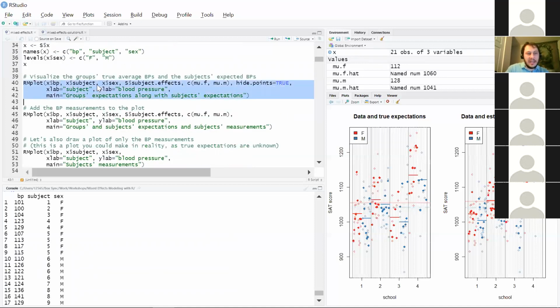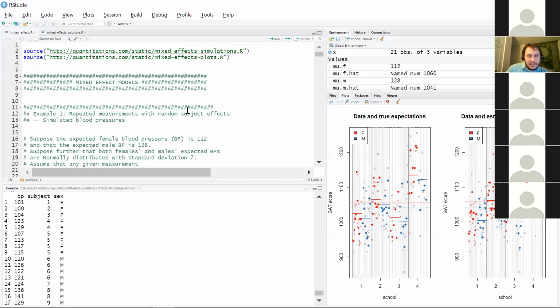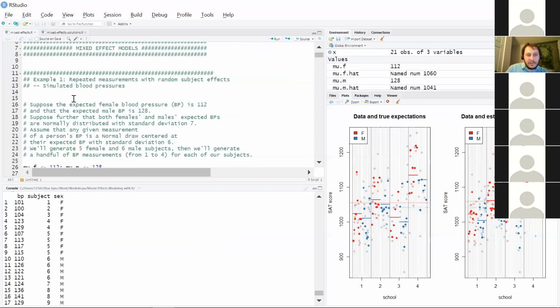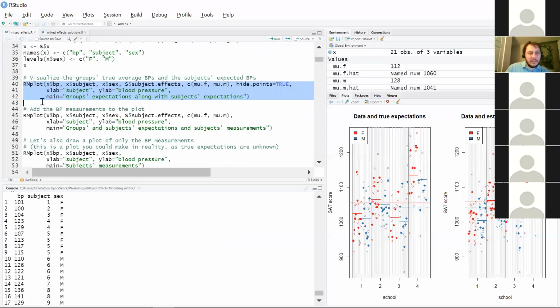All right, and I've also got some plotting functions that are in the other file. See these mixed effects plots? If you want to look at these plotting functions and maybe adapt them to suit your own purposes, for example, then you can just download them from my website.